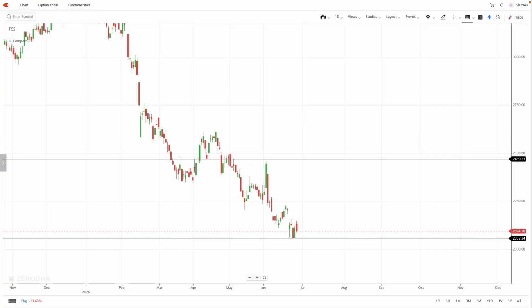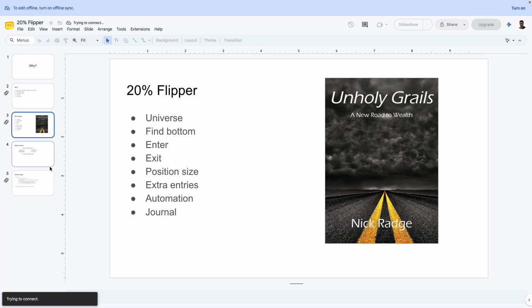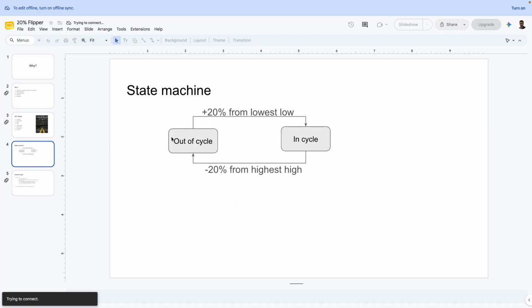Okay, so let's go to how I am doing it in an automated manner. Basically, I do it with a state of the stocks. I have a simple state machine for all the stocks. Each stock has two states at any given point of time: either it is out of cycle or it is in cycle.